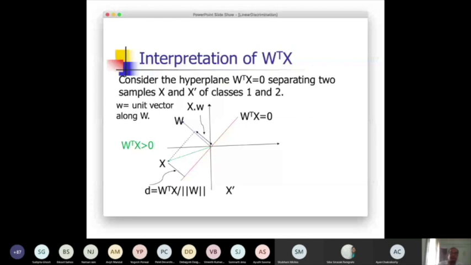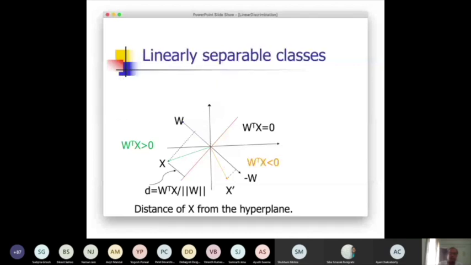Right. Now consider another point x prime, which belongs to the other class. Naturally, it would be on the opposite side of X, which means that W transpose X should be less than 0. So in that case, you can consider the negative W, and you take the projection on that, and there also you can get a distance.